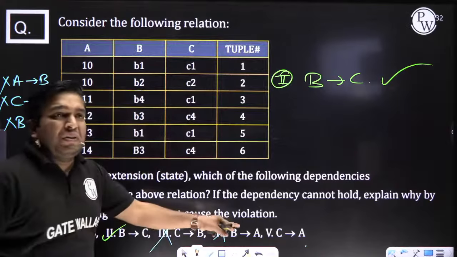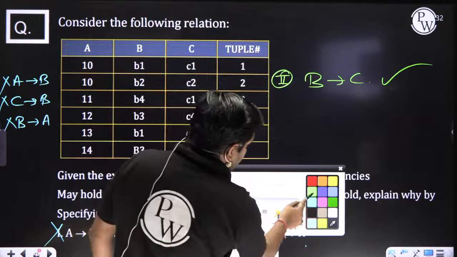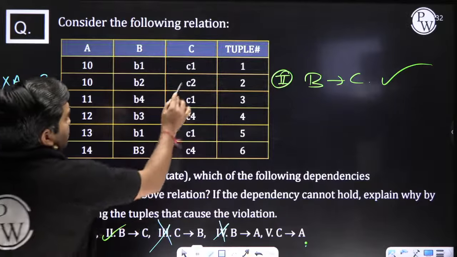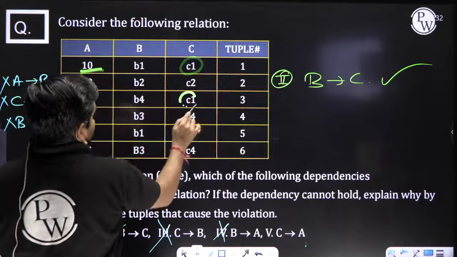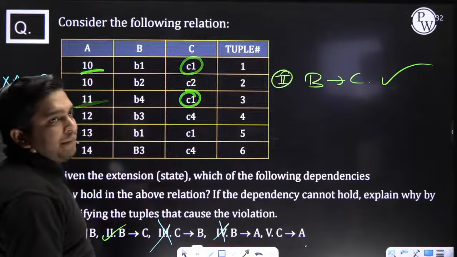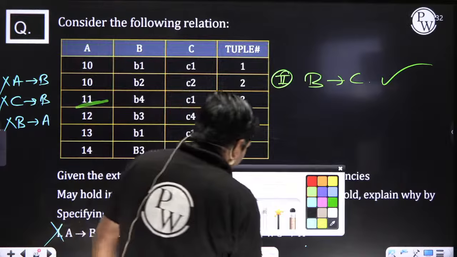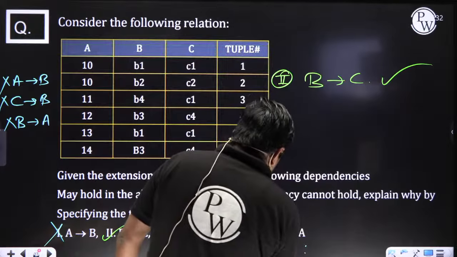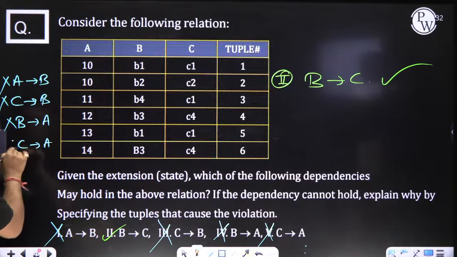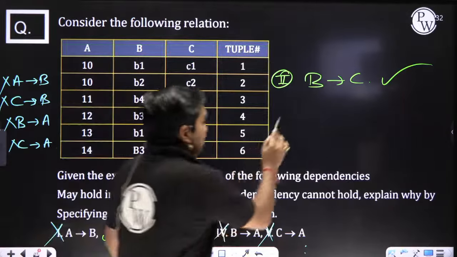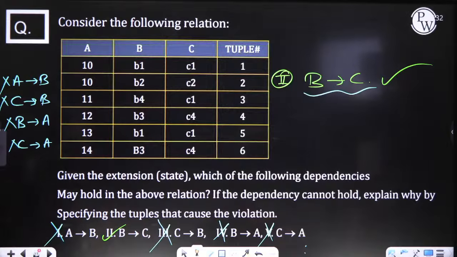Clear? Now check C determines A. C1 gives 10, C1 gives 11. Getting my point? So the fifth one also fails. The sixth one, C determines A, fails. Only B determines C holds; that is, dependencies 1, 3, 4, 5 cause the violation.